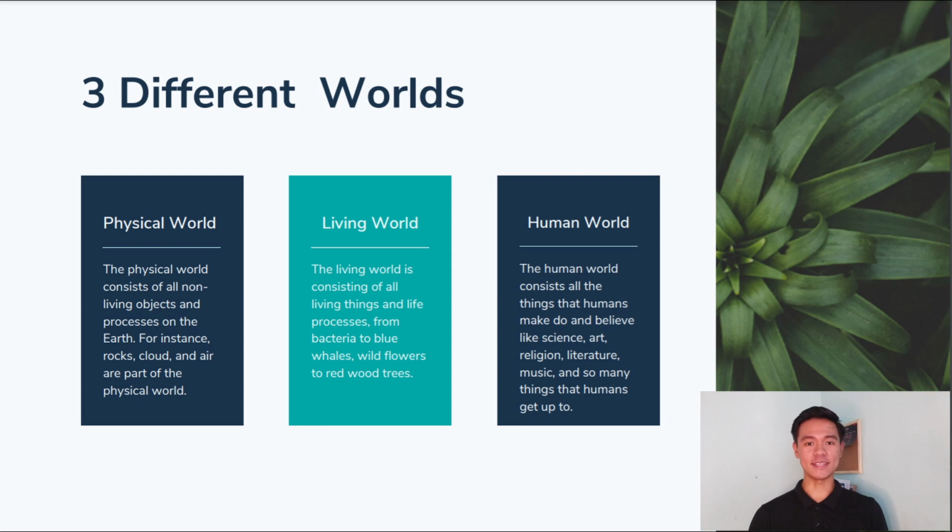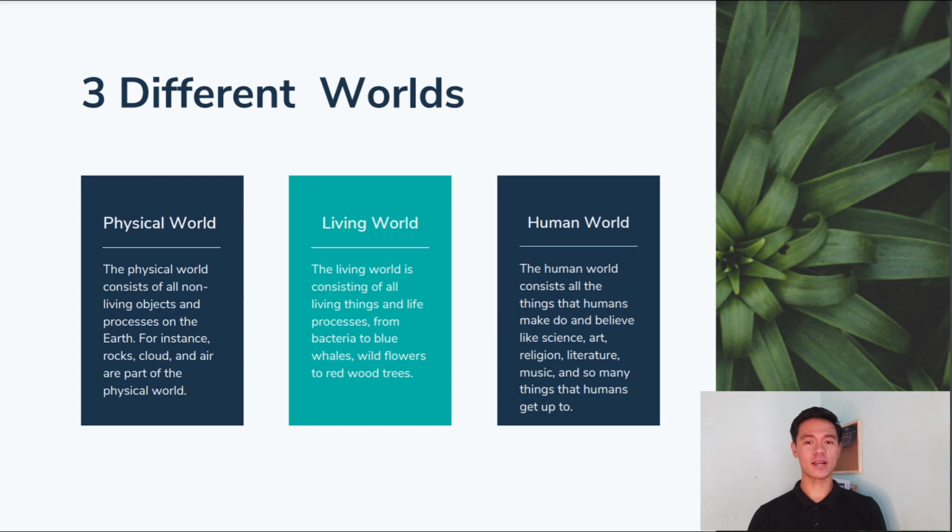The living world consists of all living things and life processes, from bacteria to blue whales, wildflower to redwood trees. The living world consists of millions of species of plant, animal, fungus, protist, and bacterial species. As I said earlier, the living world includes processes of life like feeding, reproduction, and photosynthesis. And yes, we are definitely part of the living world, but as human beings, you and I are fundamentally different from the rest of life on the earth.